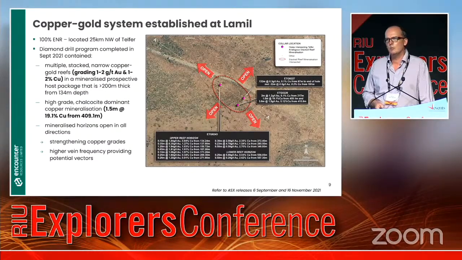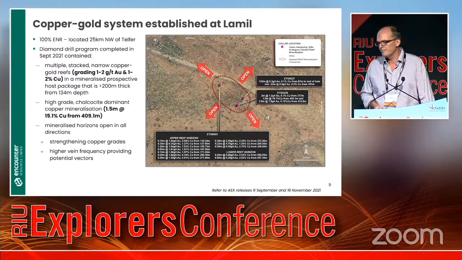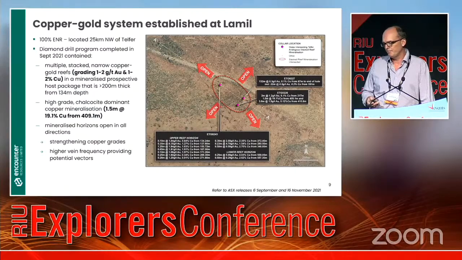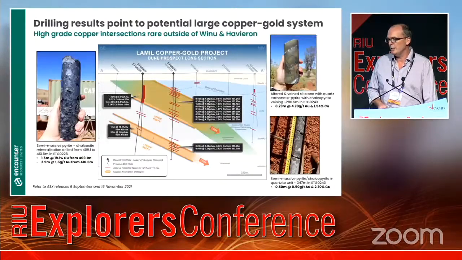We stepped 200 metres away, which is on the basis of our heritage line clearance, and drilled another hole, and we hit multiple narrow, high-grade copper gold reefs over a rock package over 200 metres thick. We think these are exactly the sort of intersections you're going to see quite proximal to a Winu or a Javieron. And we're looking forward to getting out there early in the season this year.